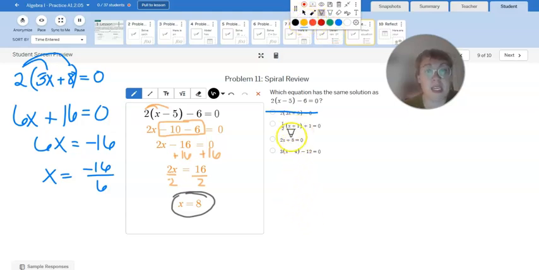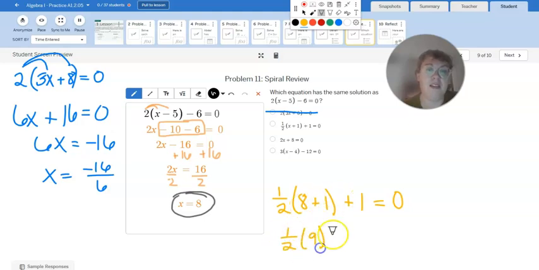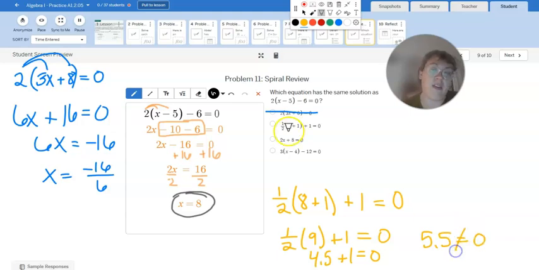Let's try plugging it into the next one. So we have 1/2 of x plus 1, so we'll do 8 plus 1 equals 0. Parentheses first, 8 plus 1 gets us 9. I can already tell this is not going to work. Half of 9 is 4.5 plus 1 equals 0. 5.5 equals 0, which is obviously not true, so that gave us a false statement.